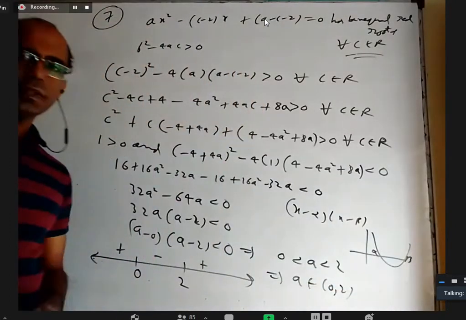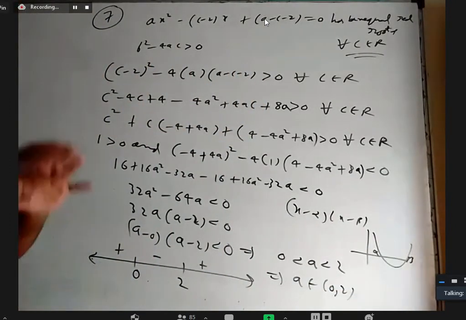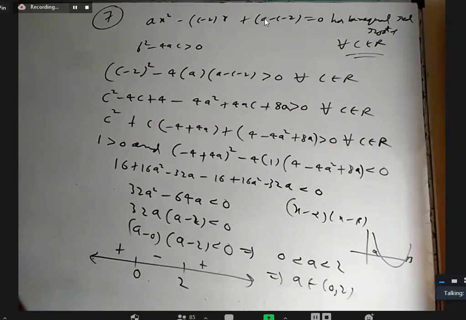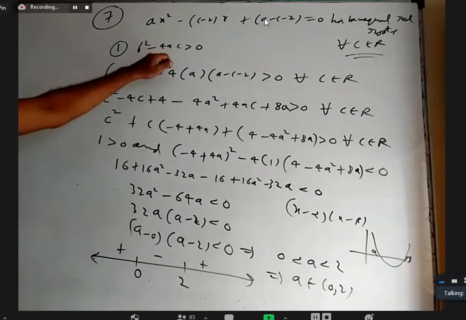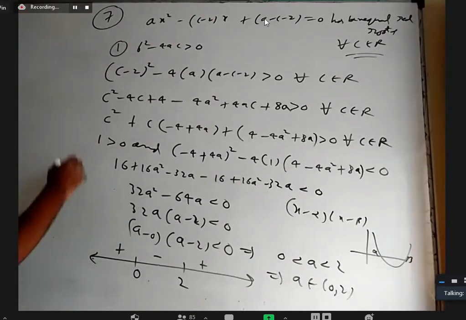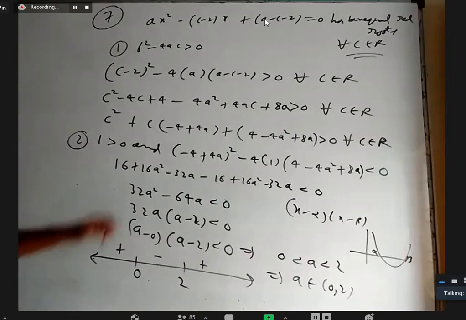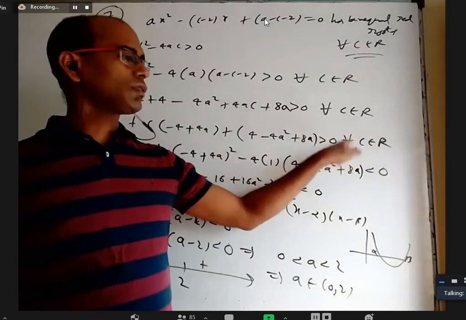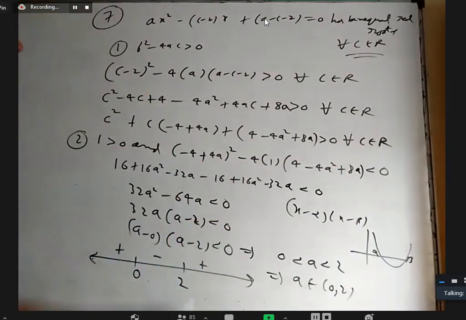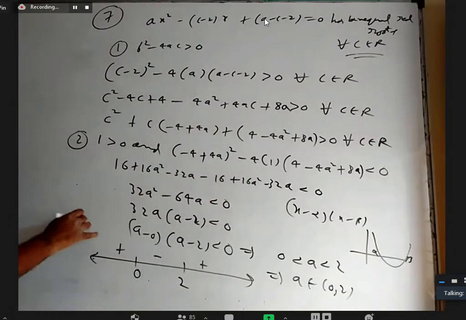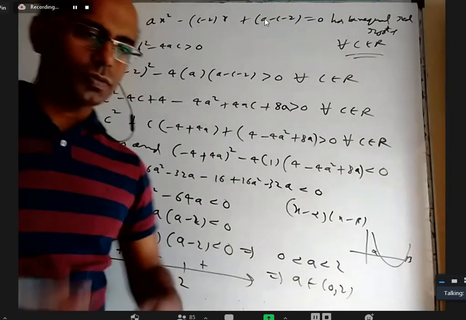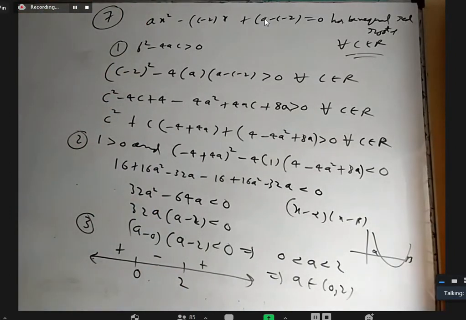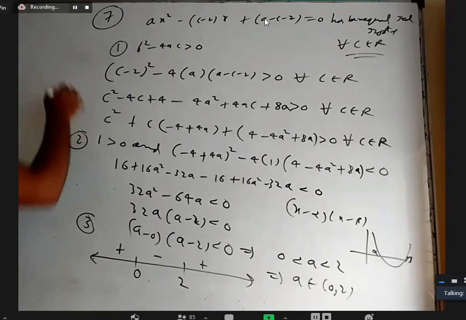For some people in the beginning, this may look confusing, but if you read the question carefully and think about it step by step, this is our first step: for unequal real roots, b square minus 4ac greater than 0. Next, second step: this quadratic expression should be greater than 0 for all c values. For that, the roots should be complex. Then the third step is we got a quadratic inequality, for which the solution is found. These are the three main concepts involved.